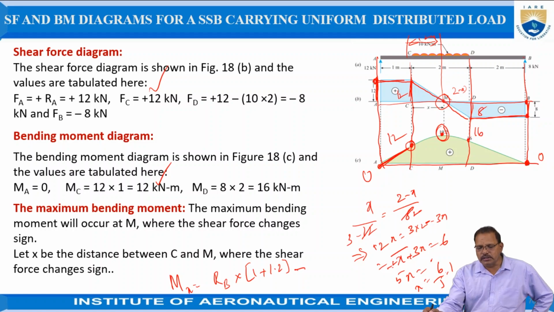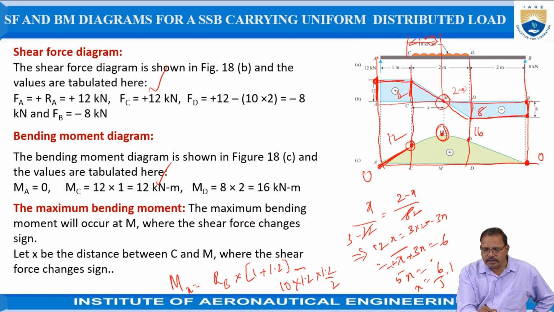Uniformly distributed load is there. The total load is equal to, here concentrated load is equal to, it is given now 10 kilonewtons per meter, 10. But the distance we have to consider is only 1.2, and it is acting at a distance of 1.2 divided by 2 now. So RB is equal to, already we determined its value, 12.